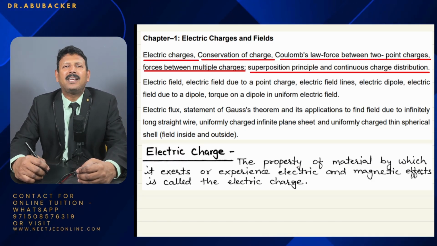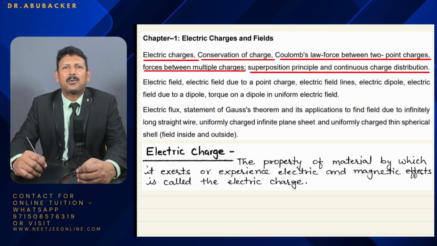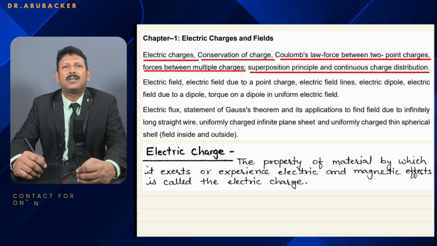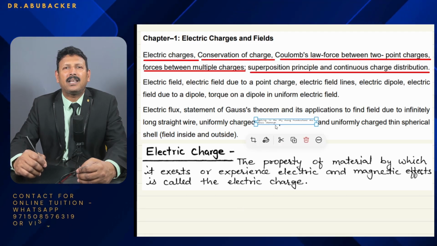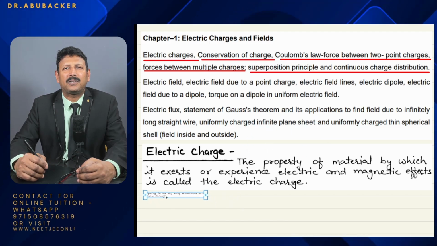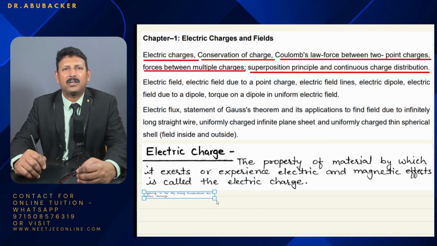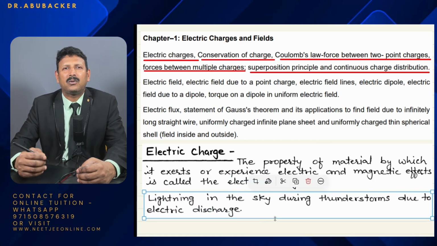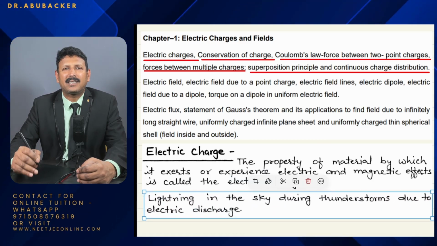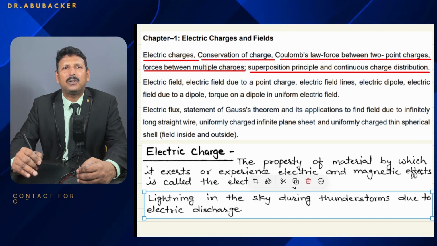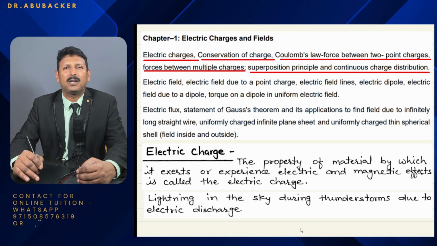See, what is exactly electric charge? The property of a material by which it exerts or experiences electric and magnetic effect is called the electric charge. You know the types of charge, right? Positive, negative, two types of charges are there. And one example I'll tell you: lightning in the sky during thunderstorms due to electric discharge. That is an example of charge flow.